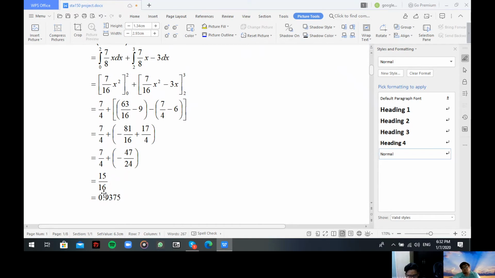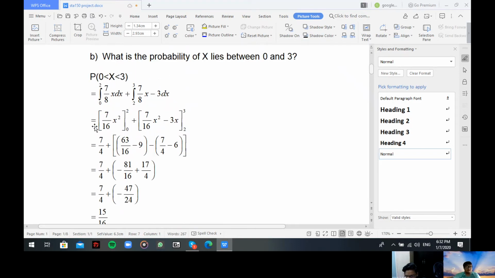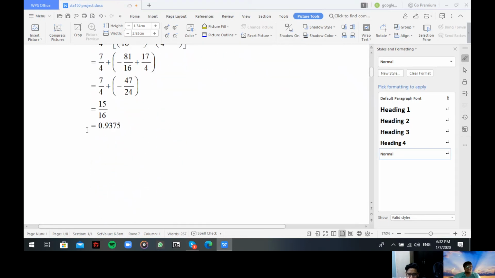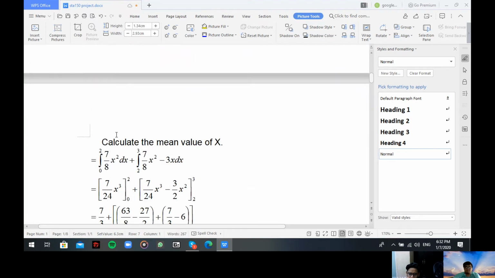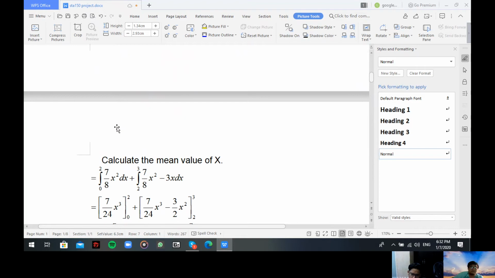And then I change it to the decimal point, so you will get 0.9375. I think I need to skip the integrate part because I think you know how to integrate, right? So I'll skip it. Okay, next question.